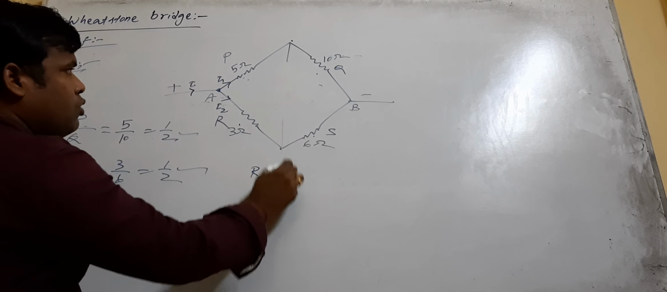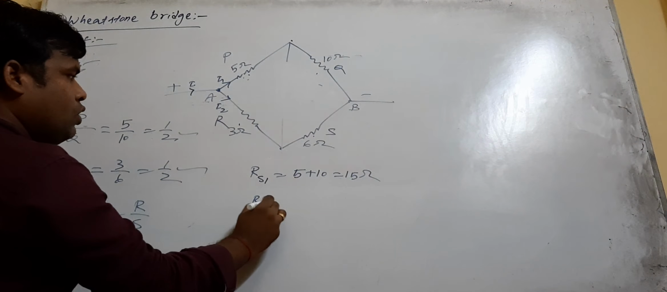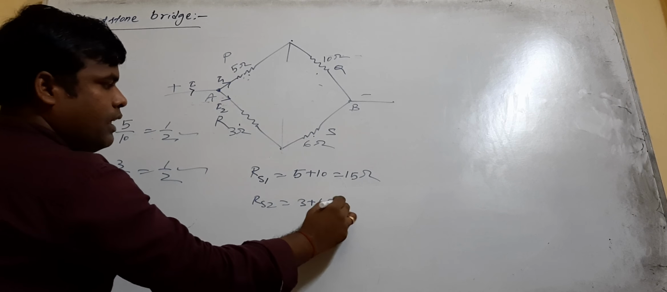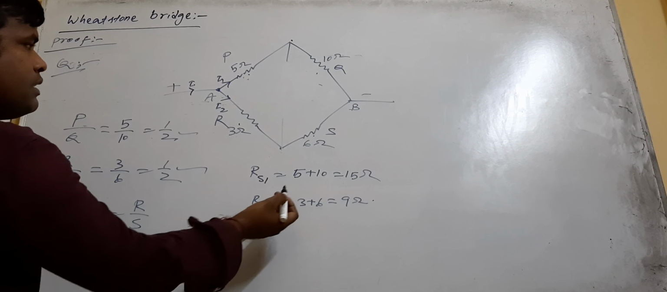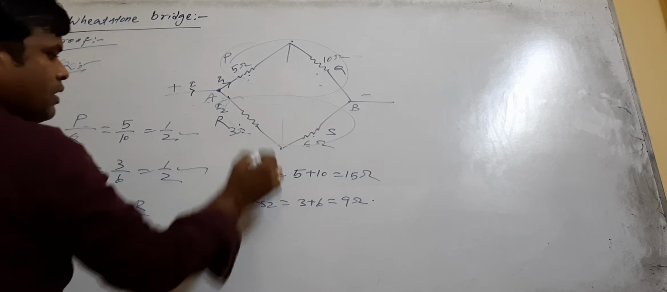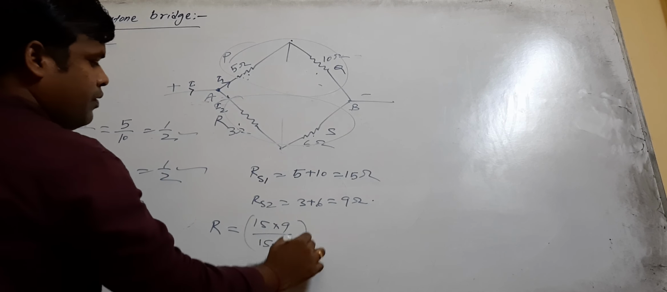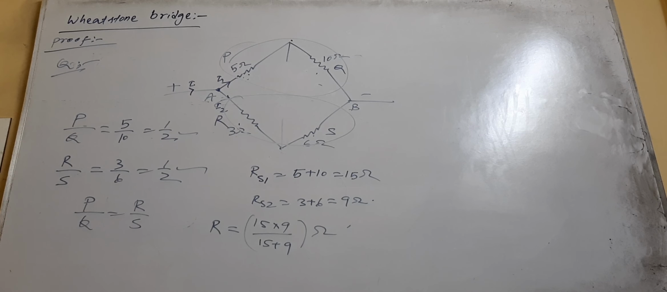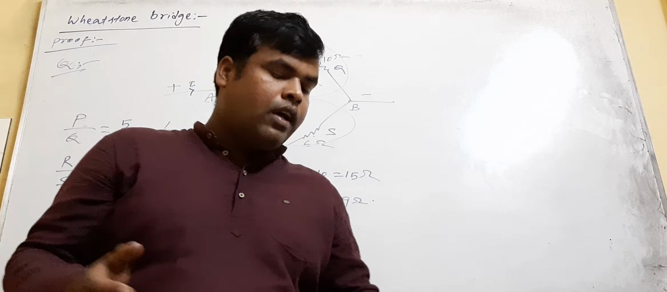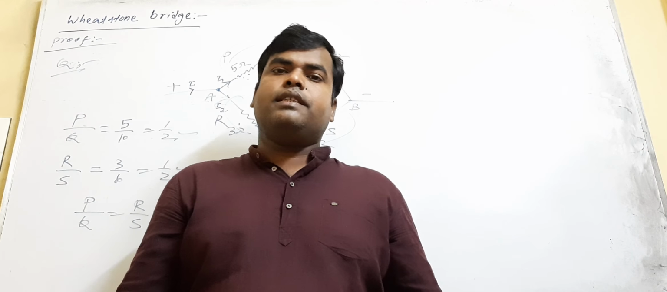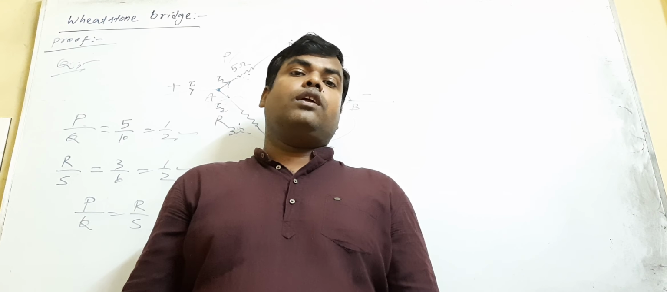So RS1, that is 5 plus 10, that is 15 ohm, and RS2, that is 3 plus 6, that is 9 ohm. Now what is the equivalent resistance? That is, these two are in parallel. So 15 into 9 by 15 plus 9. This is the equivalent resistance of the combination. You will solve it. So it is all about your Wheatstone bridge. In the next class, we will discuss a very important topic, that is your meter bridge.